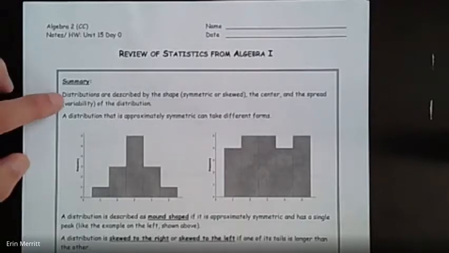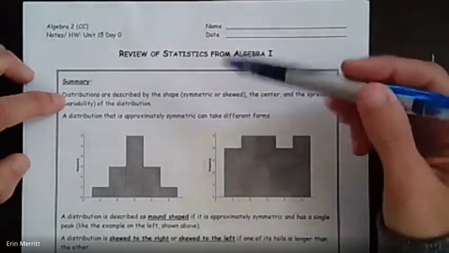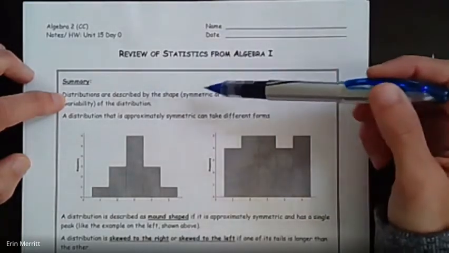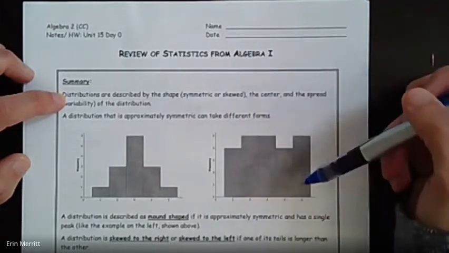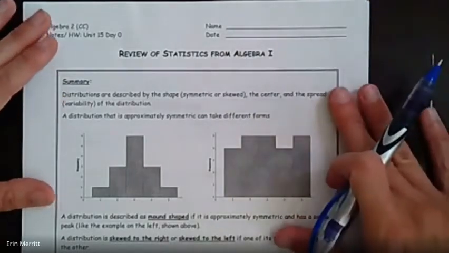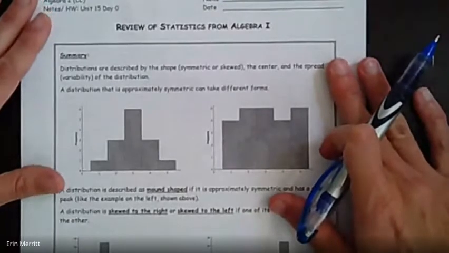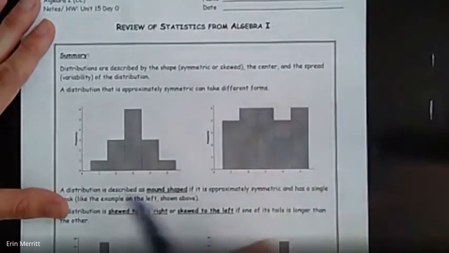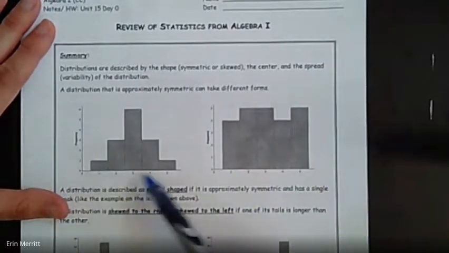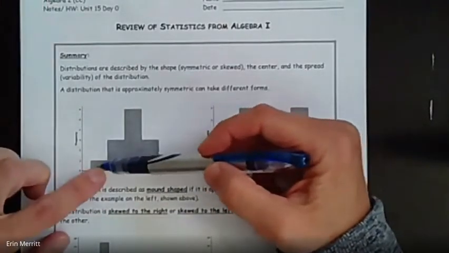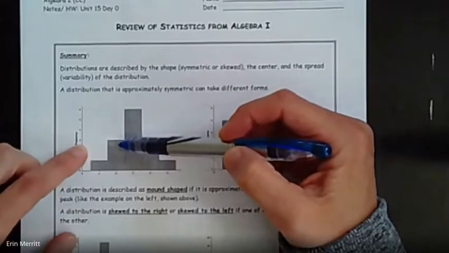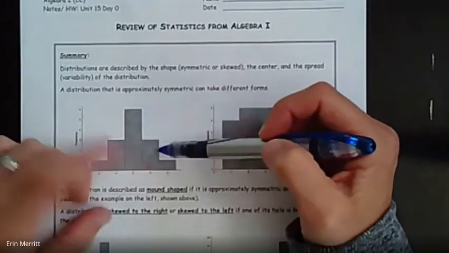So this first part, when it's saying distributions are described by the shape, symmetric or skewed, based on what you're seeing, this goes back to doing bar graphs, which you probably even did before Algebra 1, probably in middle school. So like this first one, you can see that they're giving you the numbers 1 through 5, and then the frequency of how often they're showing up. So 1 shows up 1 time. 2 had 3 times, 3 showed up 6 times, and so on.